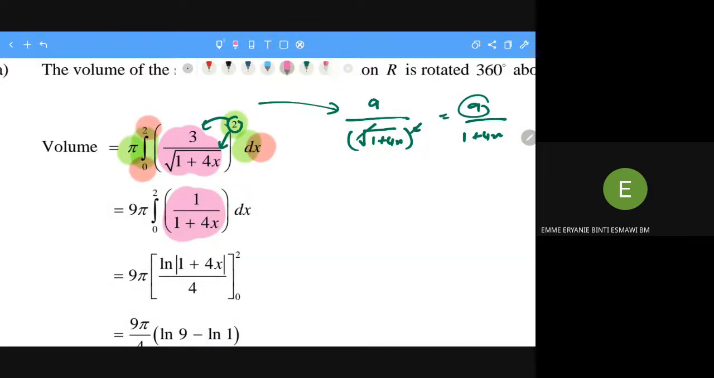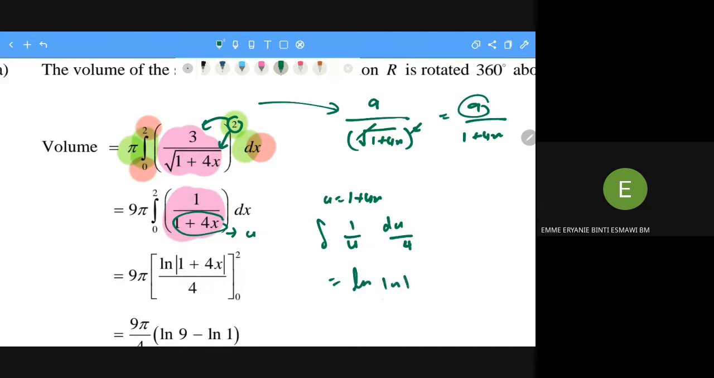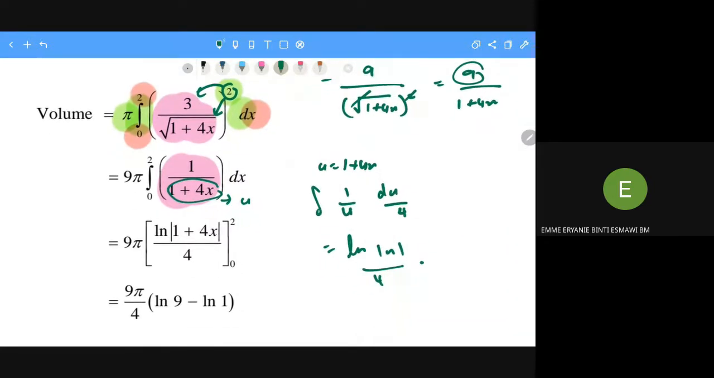Okay. So, sebab apa dia jadi ln? Kalau kita bayangkan kita sat titik U kan. This integral will be 1 over U. Okay, dia akan jadi 1 over U. Macam tu. Okay. Jadi, you cannot integrate 1 over U. Sebab integrate 1 over U is a special property di mana dia akan jadi ln lah. Okay, ln U over 4. Like this. Okay. That's if you use substitution.